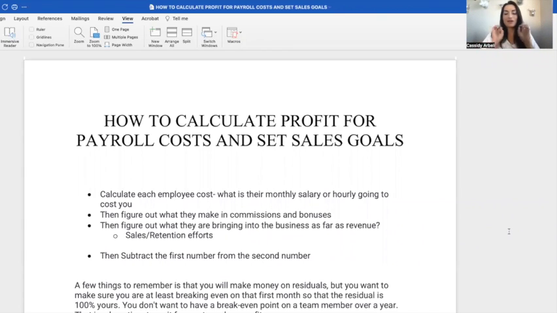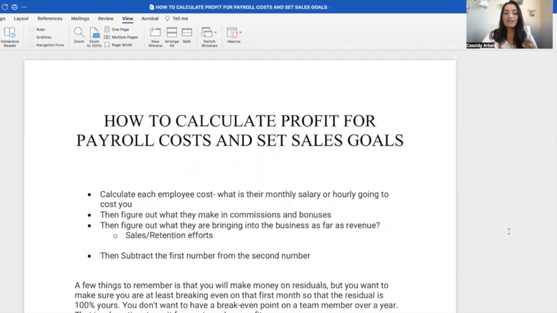So today we're going to dive into exactly how I figured that out, what I've done, how I calculate this on a regular basis, and how you can possibly use the same formula for yourself. So here are my tried and true rules and things that I go by, as well as some examples of equations and ways that I figure this out. So, how to calculate profit for payroll costs and set sales goals.